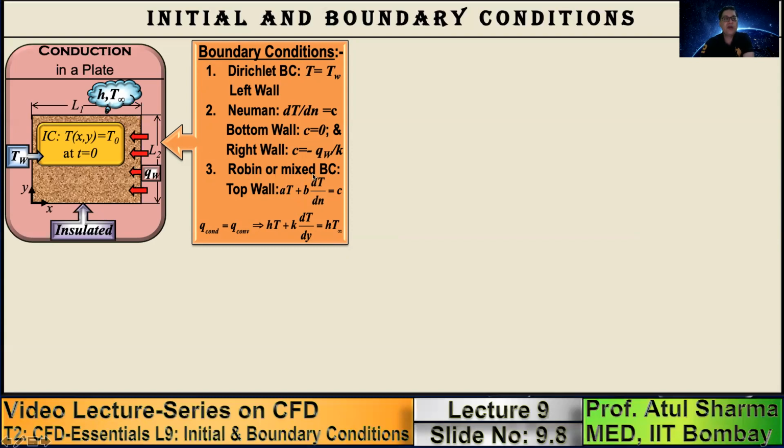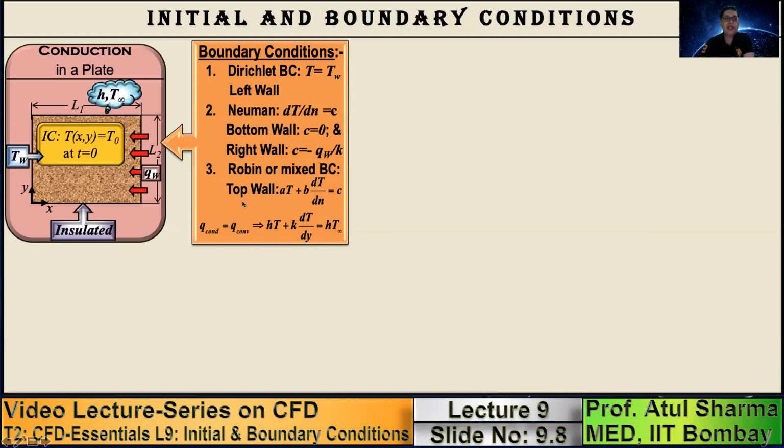Now, the Robin or mixed type of boundary condition involves the value as well as the gradient. So it's a linear combination of the value of temperature and the gradient of temperature. It is expressed as A T plus B dT by dn, where n is the normal, equals some constant C. A, B, C are some constants. So when you apply at the top wall Q conduction equals Q convection, which is basically minus K dT by dy equals H times (T minus T infinity), it finally turns out you get an equation like this, where A equals H, B equals K, C equals H into T infinity, and this normal direction is y.